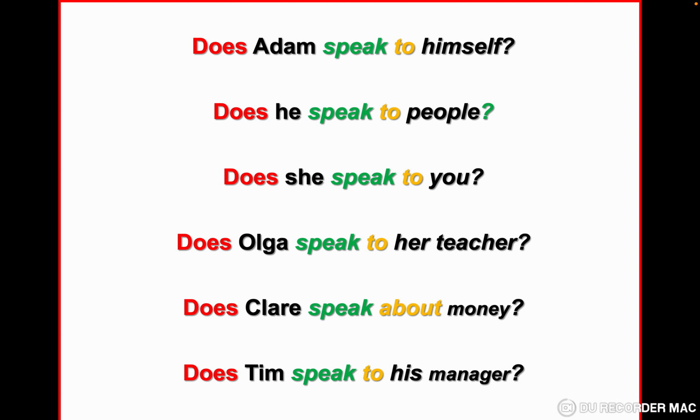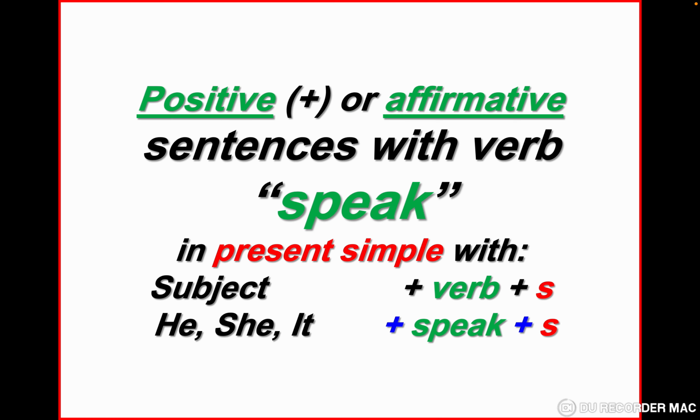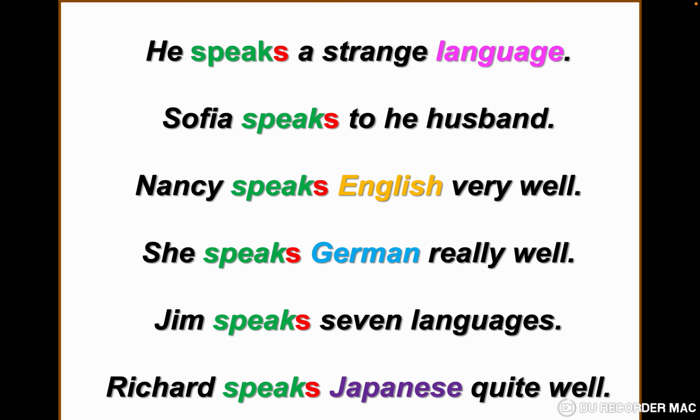Let's go to see more examples. Positive form. He speaks a strange language. Sophia speaks to her husband. So there is an R missing. Her, not he. Her. So write R. The R is missing. So Sophia speaks to her husband.